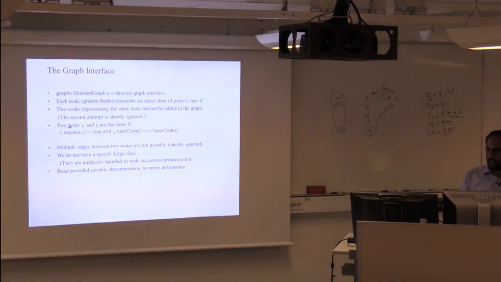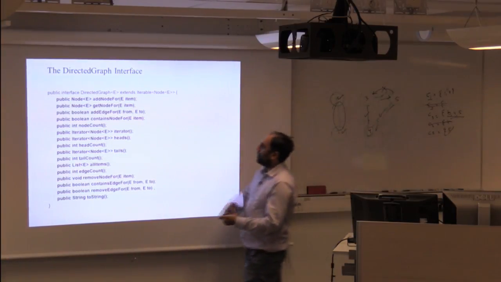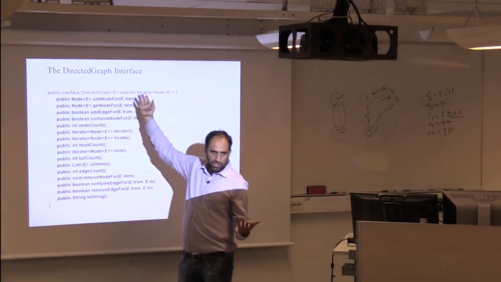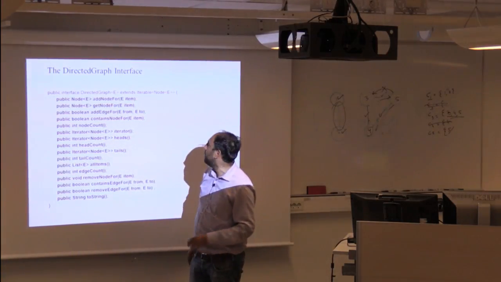So what next? Here is just a simple overview of this directed graph interface. It's basically a generic type of interface, so it means it can be created with integer values or string values. If you do it on integer values, that will be enough.